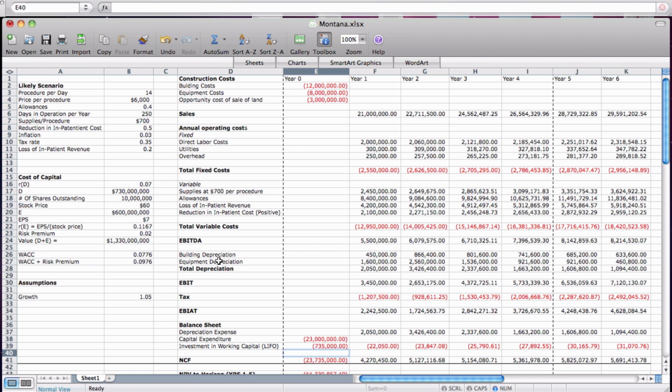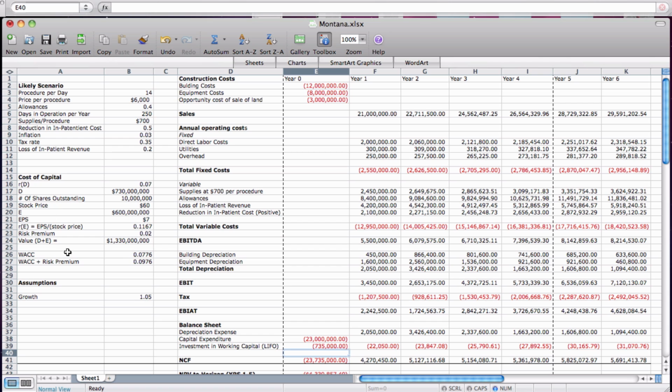The key here is to do a flow of costs and flow of revenues analysis in order to determine how costs and revenues will be affected by this new project or business. So here we've got our likely scenario. We can say that it was determined by the higher-ups. As you can see, 14 procedures per day, 6,000 price per procedure, allowances for bad debt, 40%, etc., etc. And here we've got reduction in inpatient costs and loss of inpatient revenues. So this highlights the example of having to follow the flow of costs and flow of revenues.